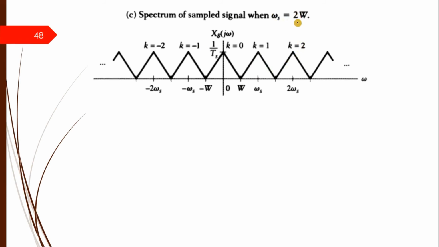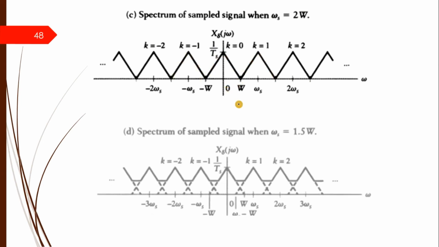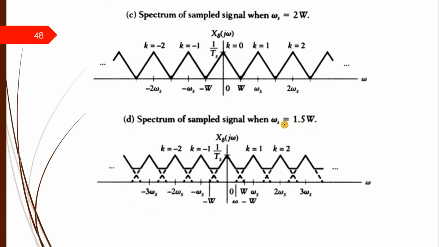Similarly, I take a few more examples. If omega s is equal to 2W, you can see the spectra are almost touching, not overlapping. Now when I decrease the frequency to 1.5 W, here you can see that there is an overlap. When there is an overlap, it is loss of information. So you should avoid overlapping so that there is no loss of information. Here you can see that this is decreasing and this is increasing at the same rate. Decreasing and increasing at the same rate will result in some constant value like this. The signal would look like this.